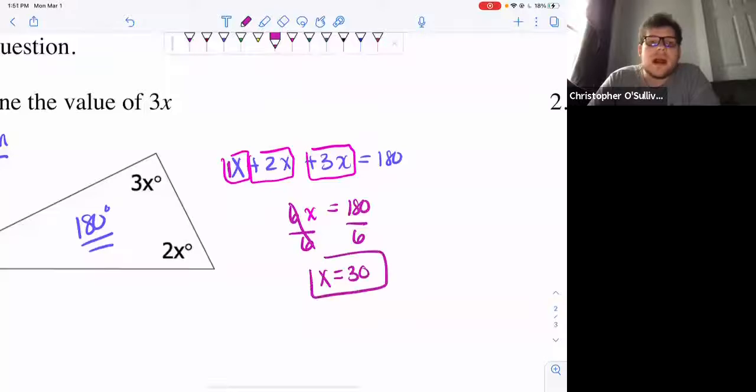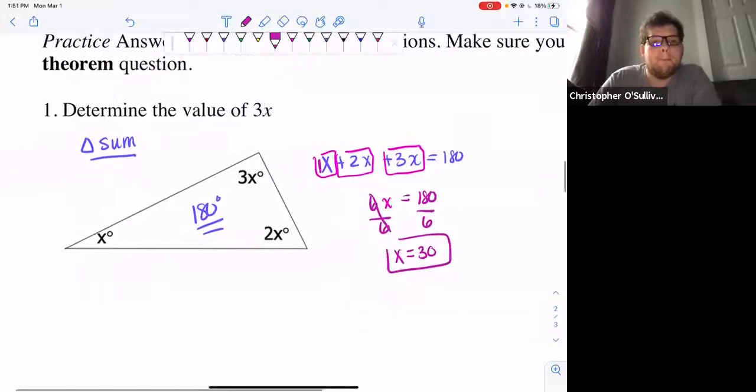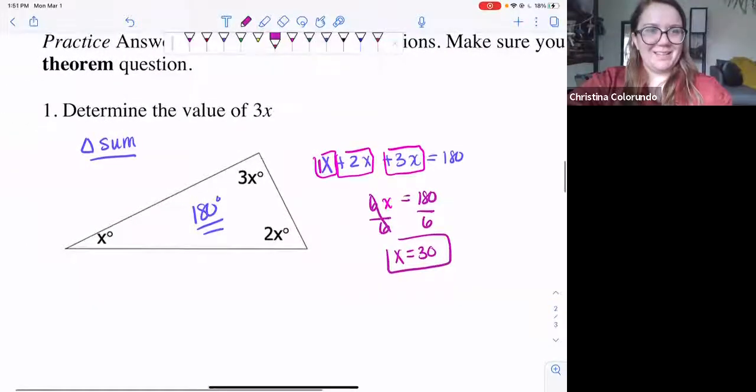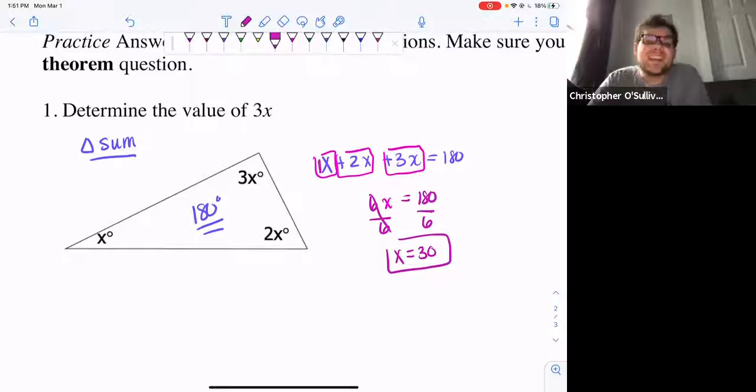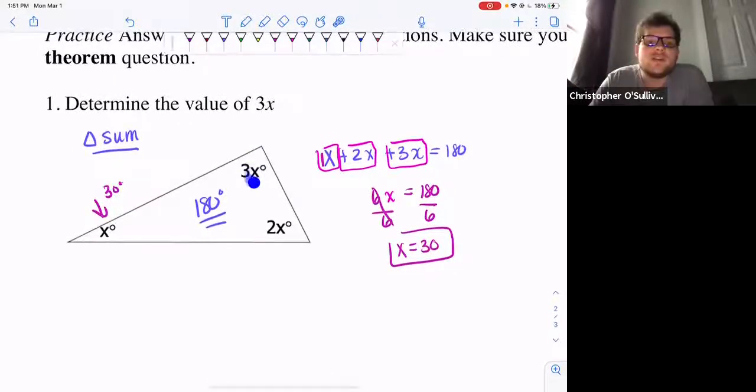Now, Miss C, I'm done with the problem, right? Are you done with the problem? I don't think so, sadly. So ladies, if I look at this question, it says determine the value of 3x. I found the value of x, so I know that this angle is 30 degrees. But I really want to find out what the value of this angle is right here.